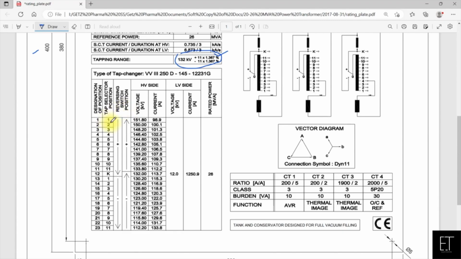And the taps here, you can see there are 23 taps shown. In the center you can see this is 132 kV. This is the rated voltage of the transformer, and at this tap, if the rated voltage is applied, the secondary side voltage will be 12 kV, and the secondary side, or low voltage side, current is 1250.9 amperes. Rated power is 26 amperes.